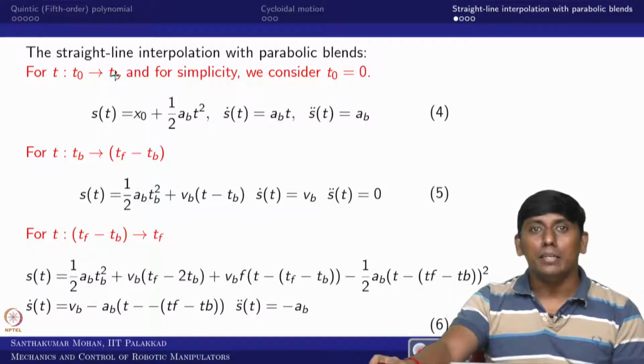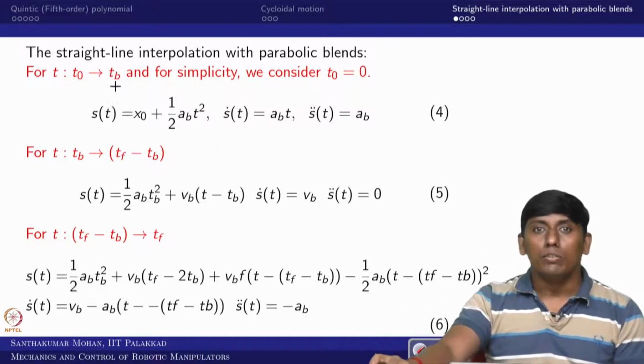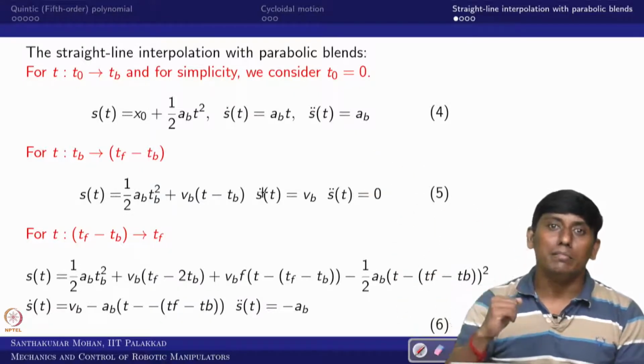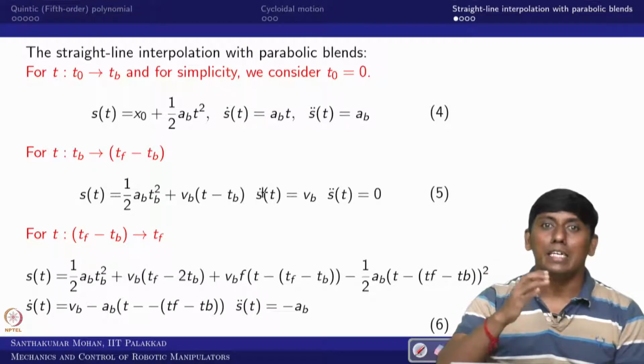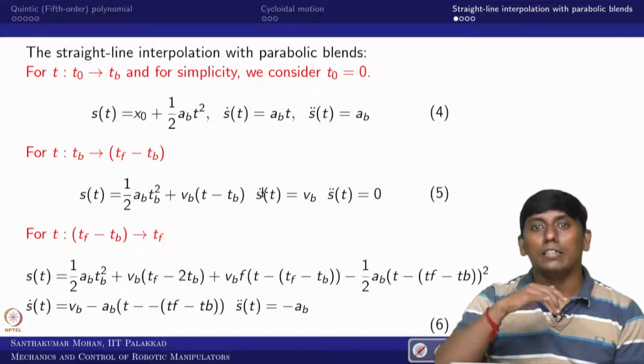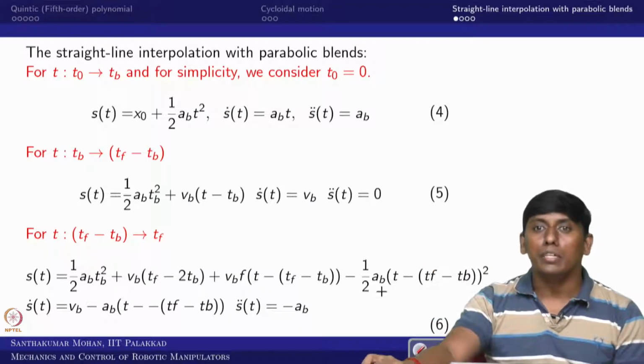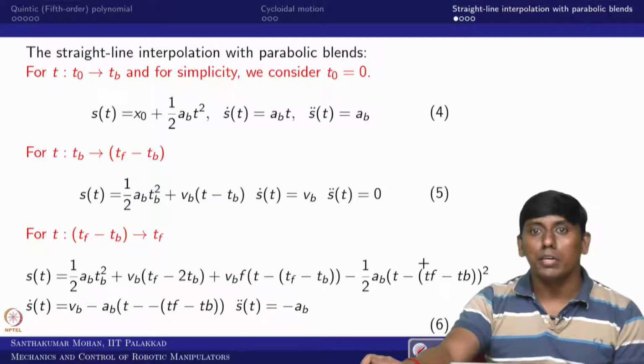You can see that TB is the parabolic blend time, the segment time. Now T0 to TB is the parabolic, and the parabolic can be written in this form. Then after that it is a straight line till TF minus TB. Then from TF minus TB to TF, there you will use the parabolic again. In that sense the profile is much smoother and it is faster to use.